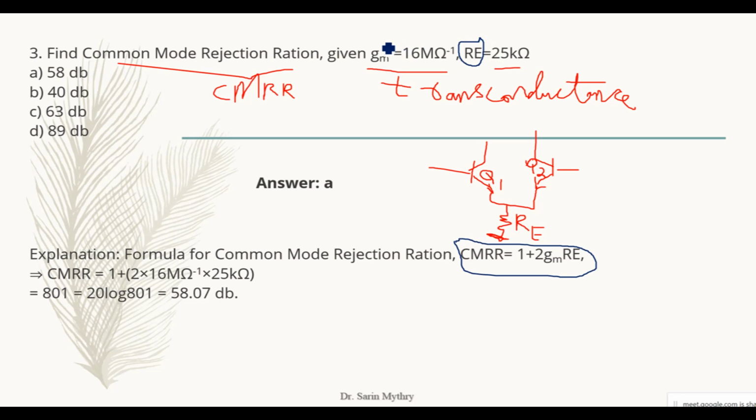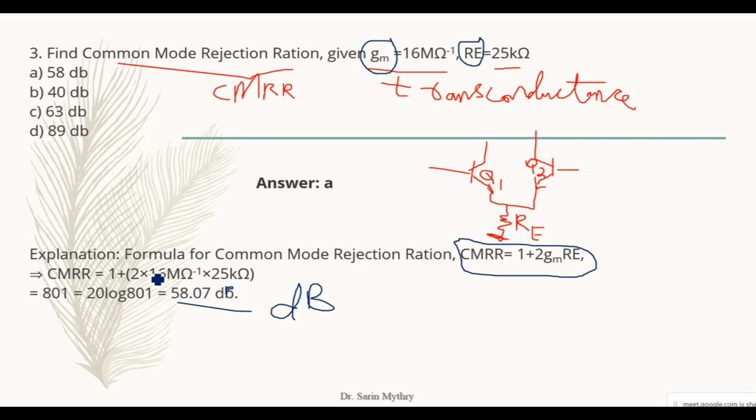So whenever these two terms have been spoken, then the CMRR formula will be 1 plus 2 times GM into RE. Just try to substitute, you'll get the answer. The answer is 58.07 dB. Excuse me, it has to be less. It's a printing mistake. Your dB should be small d, capital B. The notation should be small d, capital B. So kindly make that change.